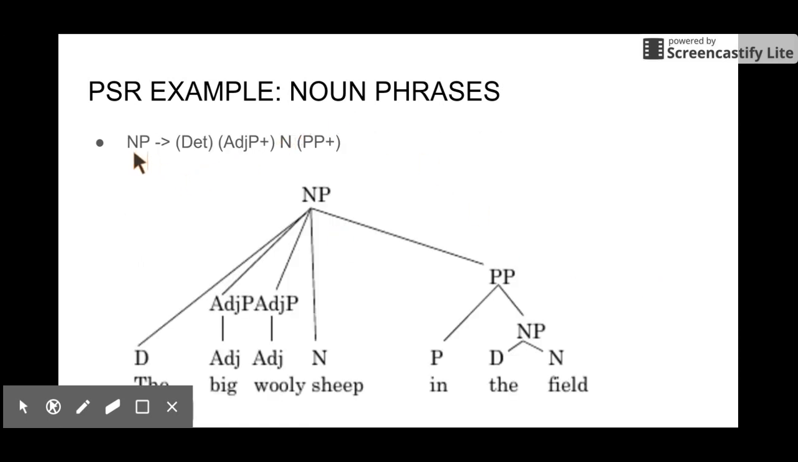Okay, so the rule for NP would be like this. Optional determiner, multiple adjective phrases, the noun head, and multiple prepositional phrases. And using this phrase structure rule, we can derive this tree. We have the determiner, and we have two adjective phrases, and then we have the head noun, and then an optional prepositional phrase. Okay.